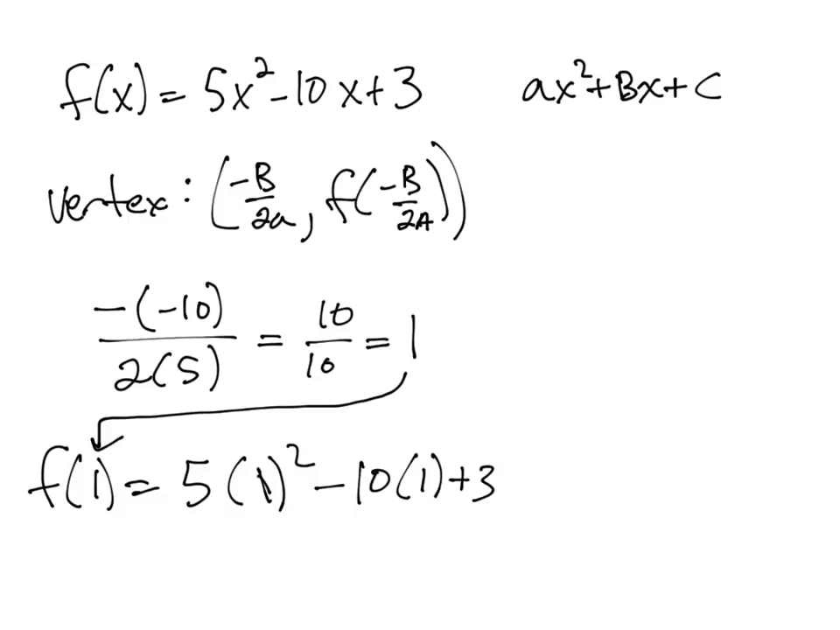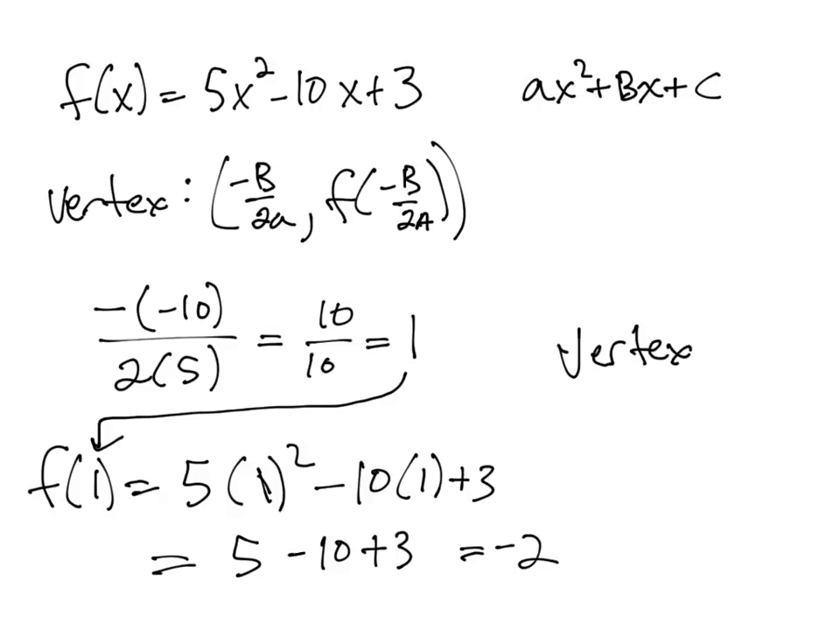So I get 1 squared is 1, times 5 is 5. Negative 10 times 1 is negative 10. Plus 3. So 5 minus 10 is negative 5, plus 3 is negative 2. So the vertex is the point (1, negative 2). Okay, so (1, negative 2). Putting that onto the graph, positive 1, negative 2, there's the vertex there.